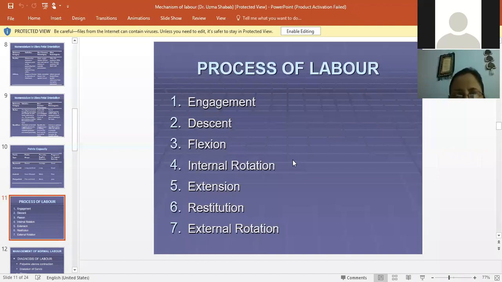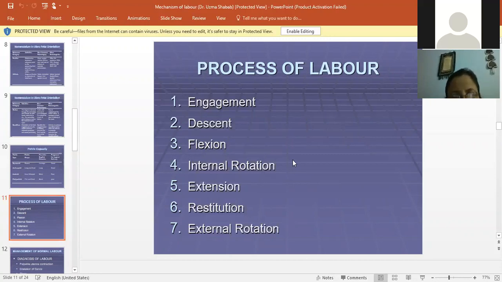After engagement, there is descent of the head in the pelvic cavity. After descent there is flexion, and this flexion occurs because of the pelvic muscles. The pelvic muscle that favors flexion and internal rotation is the levator ani muscle.